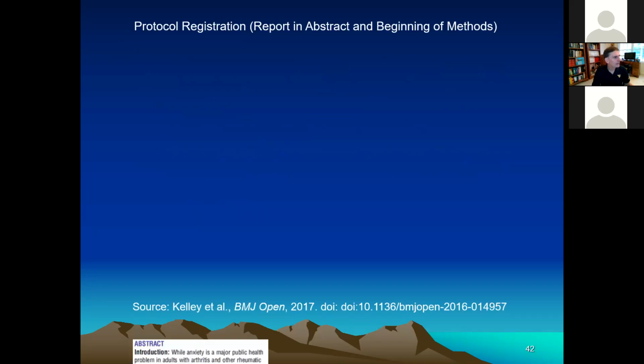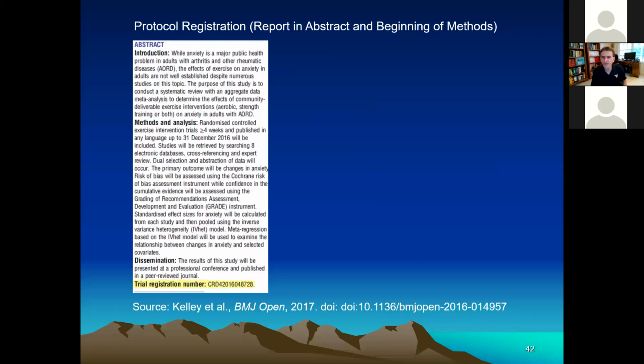So here's an example of the registration number in the beginning of an abstract from a study from our protocol in BMJ Open in 2017. You can see the highlighted part down there in the abstract where we put the trial registration number. Aquí es otro ejemplo cuando ellos ya publicaron un protocolo que fue previamente registrado. En el abstract, al puro final, donde ven marcado en amarillo, se puso el número de registro. Este es un ejemplo de la revista BMJ en el 2017.